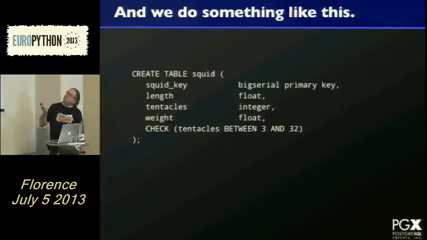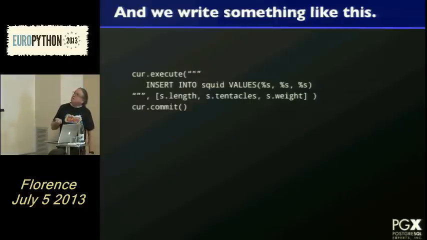And then in Postgres, we do something like this. The squid has a key. Let's do a big serial primary key because we're all used to Django, and that's the way you do it. And a length and all of this stuff. These probably should be decimals instead of floats unless we want really big and really small squids, but whatever. And we want to make sure that we have sensible squids, not alien exotic squids here. OK, that's good. And then we insert a squid into the table.